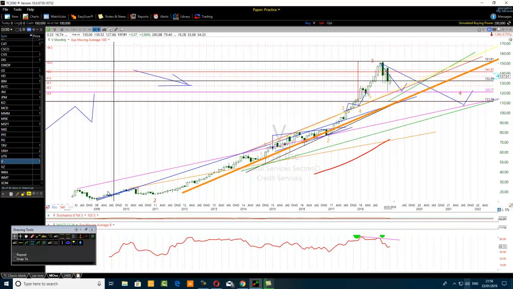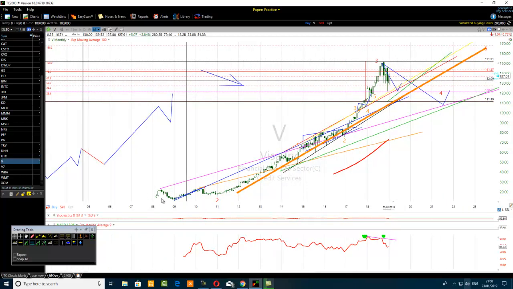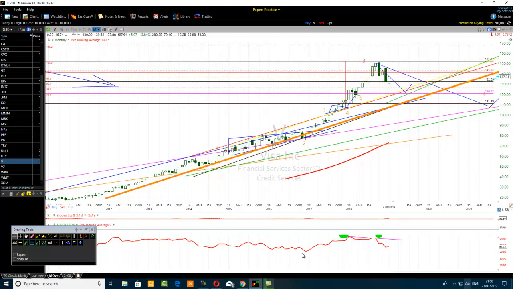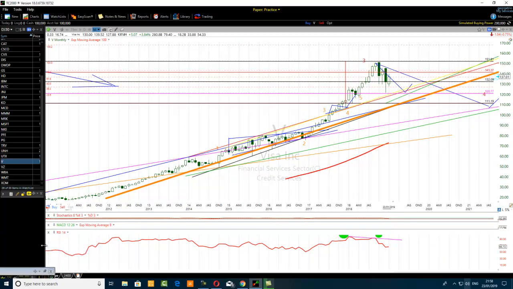This is the Visa stock on the monthly chart, and I'm using TC 2000 for the American stock, though sometimes I use TradingView, an excellent trading platform too. You can see I'm using the RSI period 14. RSI setting period 14. This is what we call the default setting.